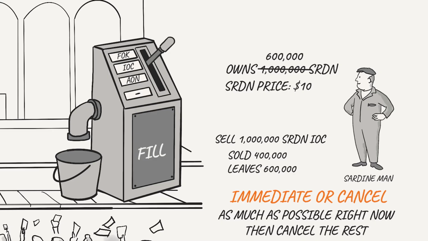The buyer ends up buying 400,000 shares, leaving 600,000 shares, and the rest of that order is canceled. So you tell the sardine man, great news. We sold 400,000 shares. We've only got 600,000 left. Sardine man says, okay, that's good. Keep an eye out for anybody else who might want to take the other 600,000 shares. But I need at least $10. So you got a better idea.